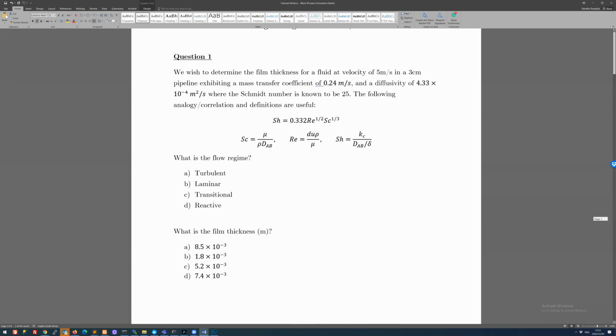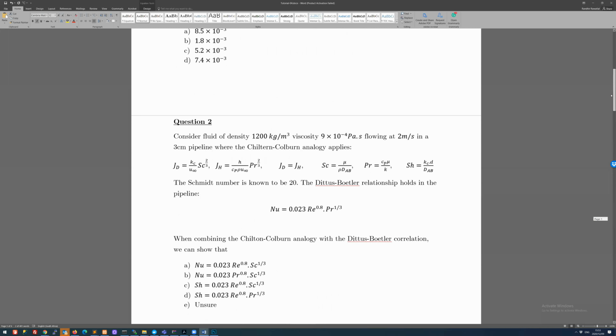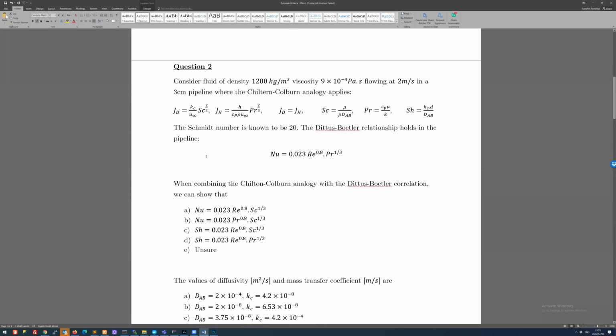We are asked in question 2 whether, if you are given this Dittus-Boelter relationship, you can show that this relationship translates into one of these other ones. And you can see here in the first 2, they are not the same. So Reynolds to the 0.8 and Prandtl to the 1/3. Now you've got Schmidt to the 1/3 over here. Reynolds to the 0.8 is the same, but then you've got Prandtl to the 0.8.